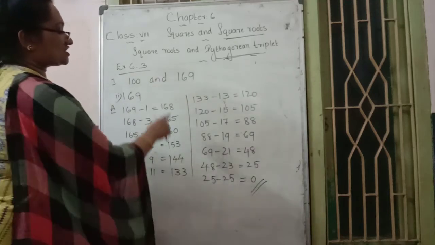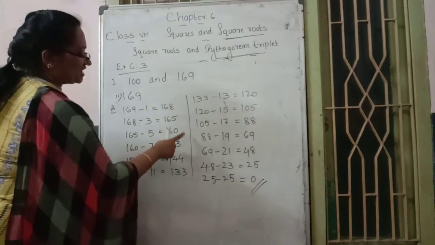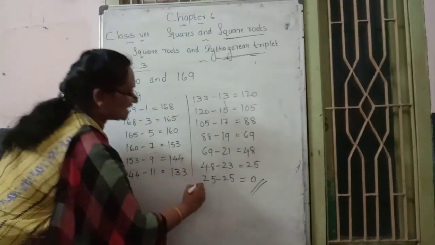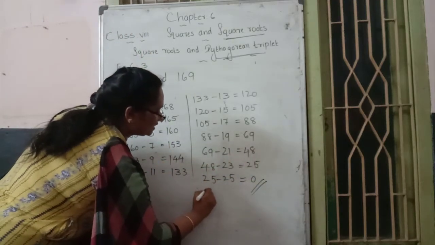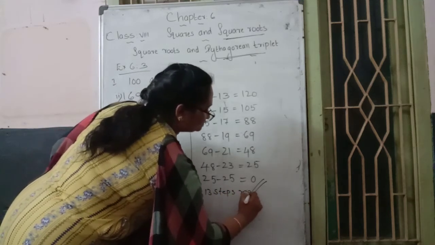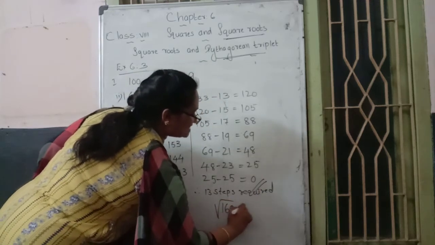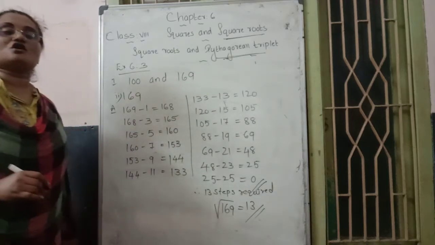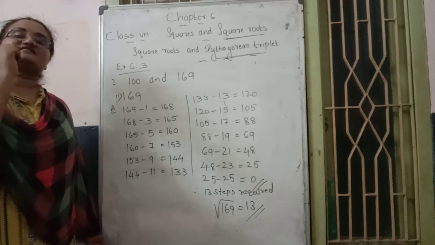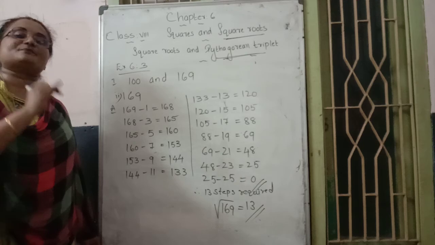0. So how many steps are required to reach the final answer as 0? 1, 2, 3, 4, 5, 6, 7, 8, 9, 10, 11, 12, 13 steps. Therefore, we can say 13 steps required. That's why the square root of 169 is how much? 13 is the square root of 169. This method we call the repeated subtraction method. The first method of finding square roots is the repeated subtraction method.